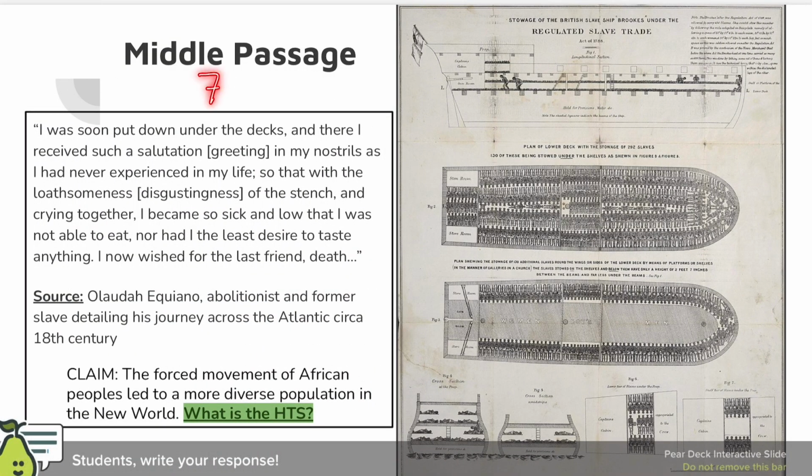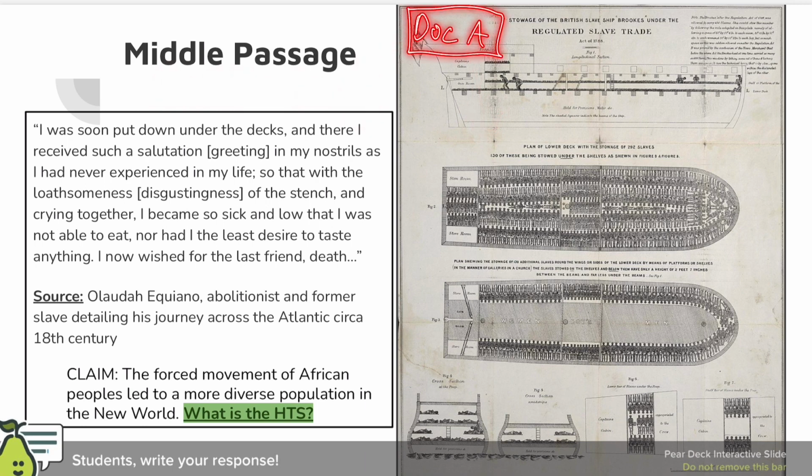Now we know that in a DBQ, you're going to be given documents. There are 7 documents total, and at least one of those documents is going to be an image, or a graph or a painting. So it's not going to be text. So you're going to have to be able to interpret and summarize what those image sources show you.